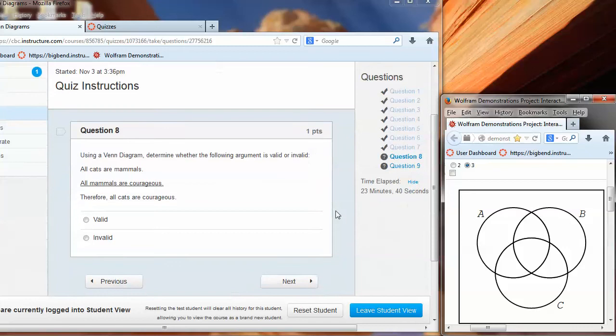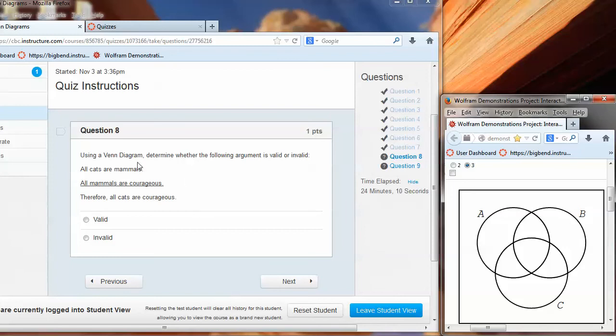Okay, last kind of question that you'll run into are questions that ask you to use a Venn diagram but don't give you the diagram to start out with. So you're just going to have to draw your diagrams on paper for this. That really is the best way to do it. As you'll see, there are some limitations to the method that I'm using to put this on video for you. So let's take a look at this argument. All cats are mammals. All mammals are courageous. Therefore, all cats are courageous.